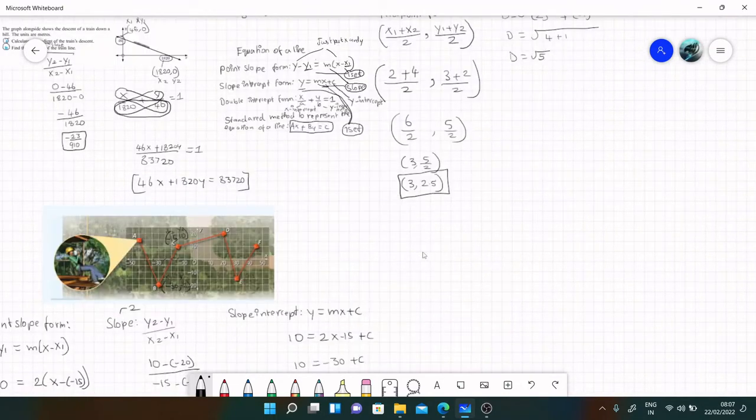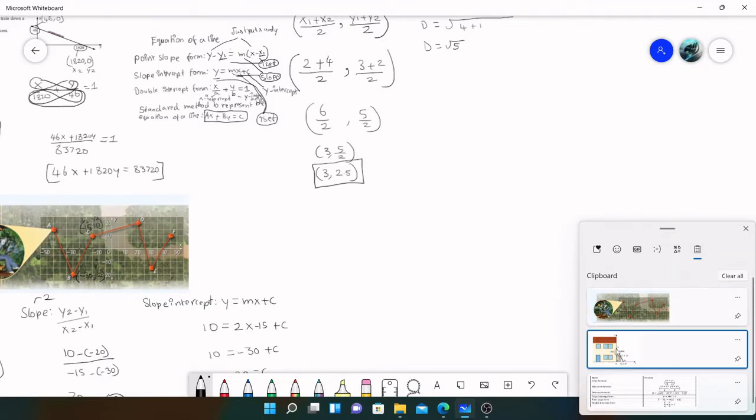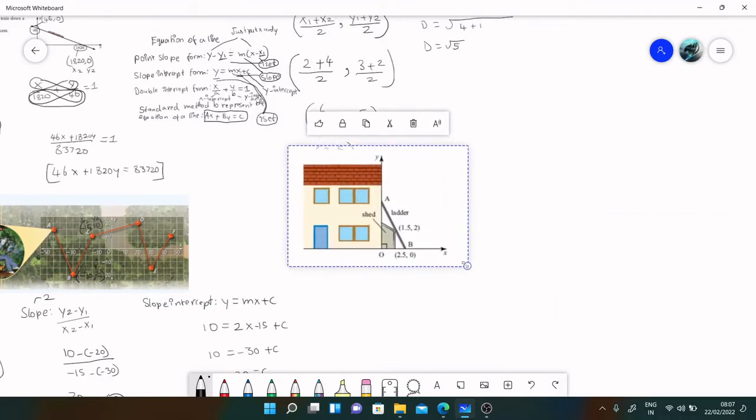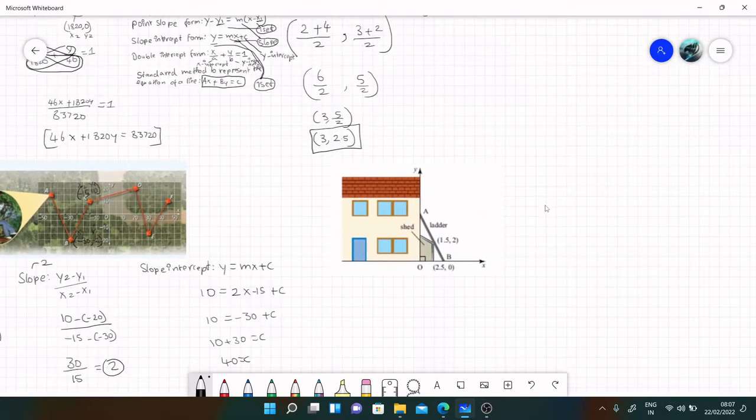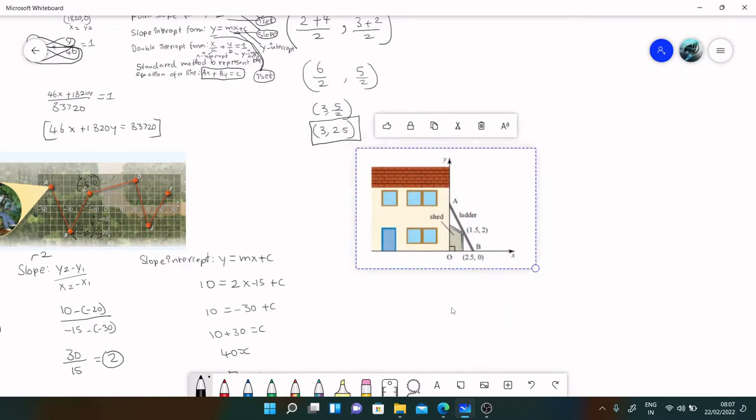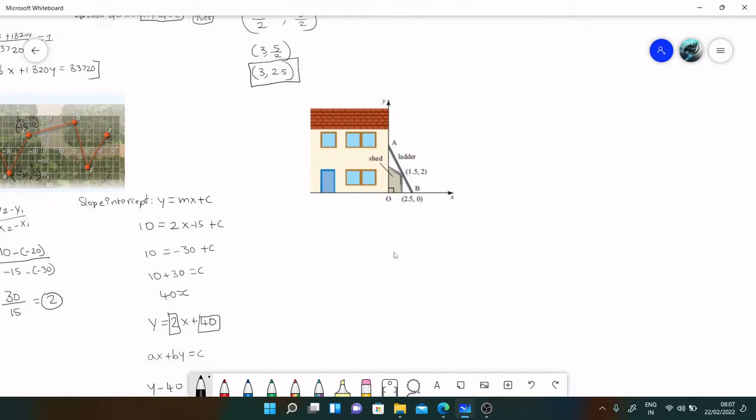Let us look at another example. This is going to be a long question. There are many sub-questions to this. First, we have to find the slope of the ladder, this ladder. And before that, I would like to make a small change, 1.25. Find the slope of the ladder, right? I want you to try pausing the video and do it yourself.